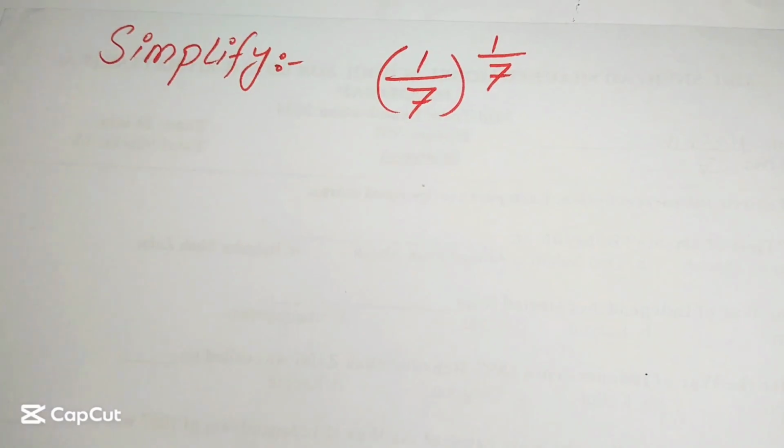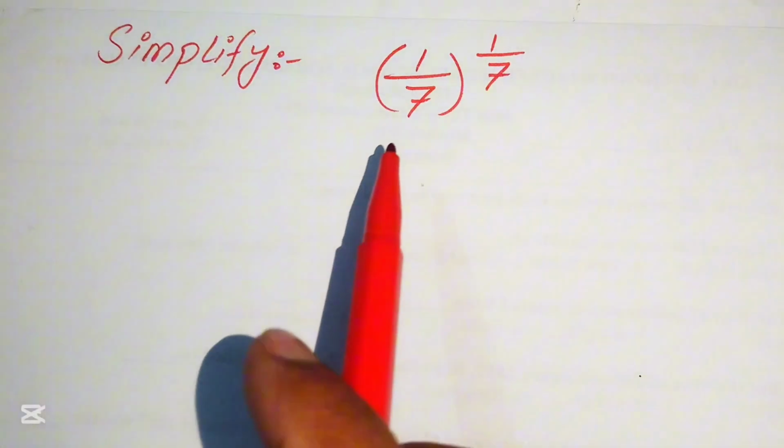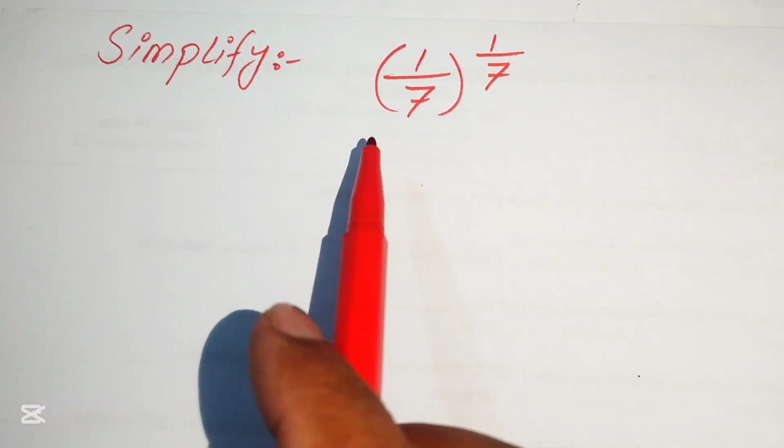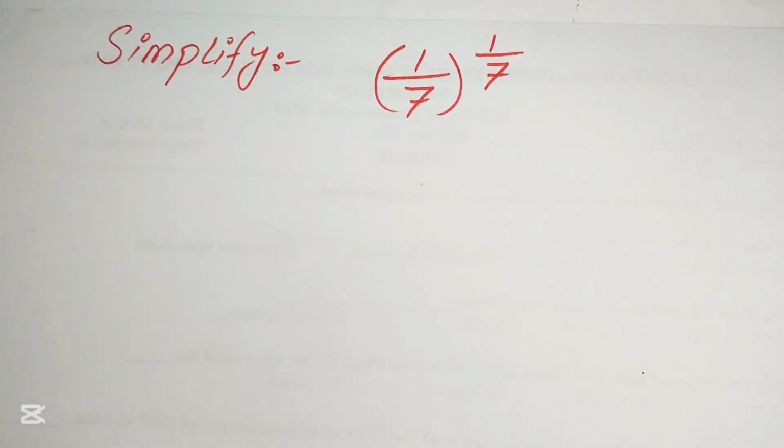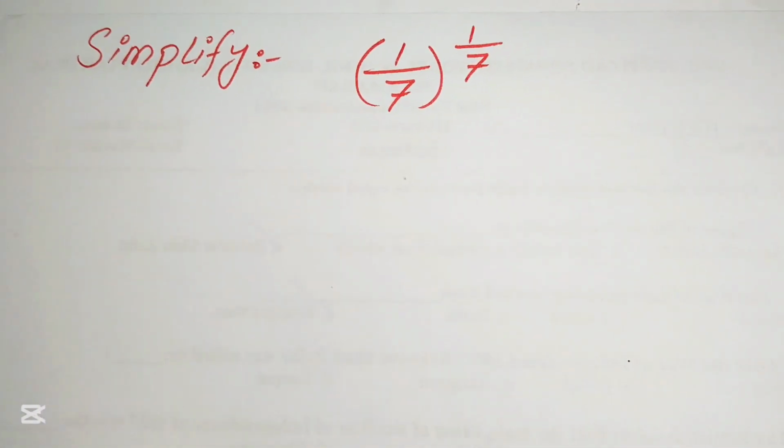Hello everyone, how to write this algebraic expression into the simplified form. Here you see that this algebraic expression is written in exponential form. So first we write this expression into the radical form.